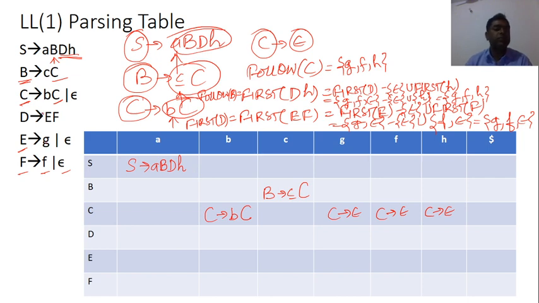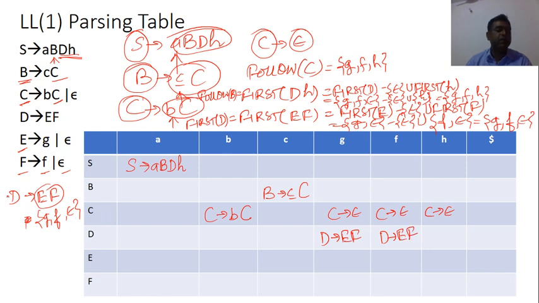Now consider the next production, D derives to EF. I have to find out first of EF. And what is your first of EF? That is G, F, empty. That is first of EF. So for G and F, I have to insert D derives to EF in the D row and GF column. Just insert here, D derives to EF.